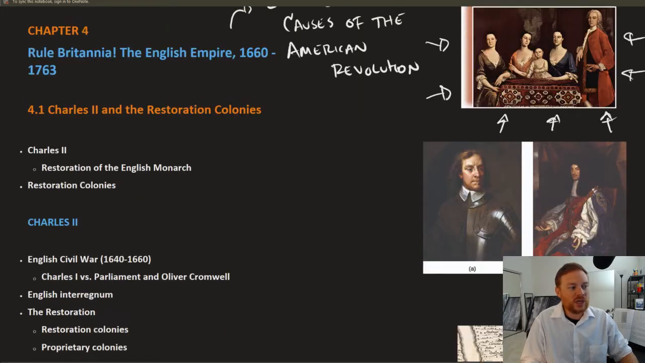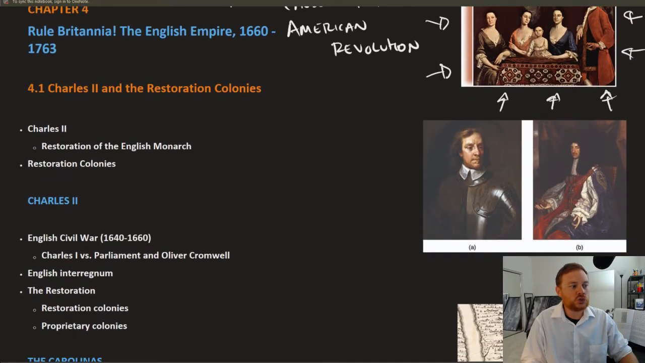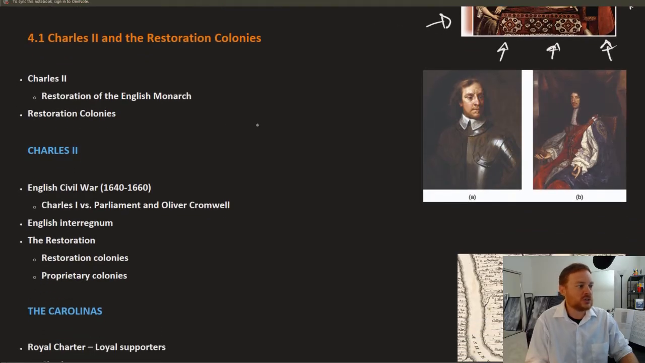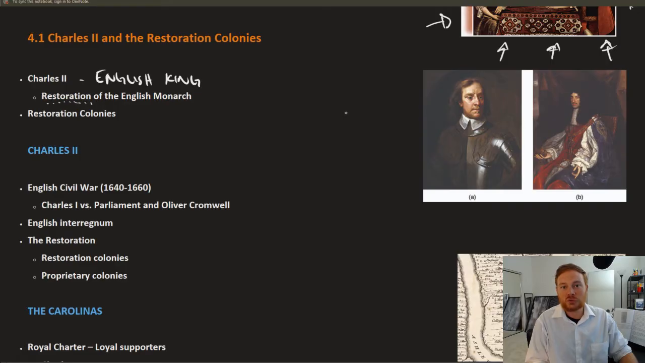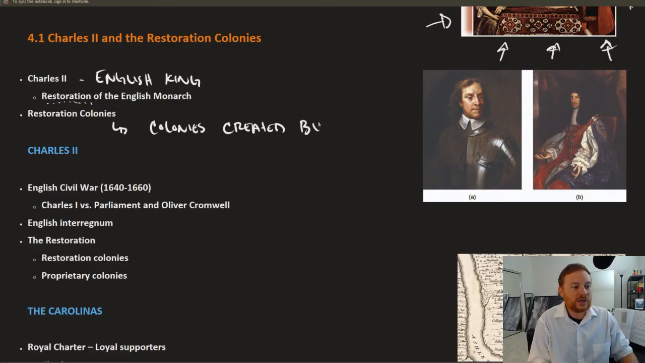We're going to be looking at section 1, so 4-1, Charles II and the Restoration Colonies. Charles II is the English king. And in the 1660s, he was restored to the throne, and so we refer to this as the Restoration. When Charles II was restored to the throne, he established colonies. So these are the colonies created by Charles II. All right, so this is what this event refers to.